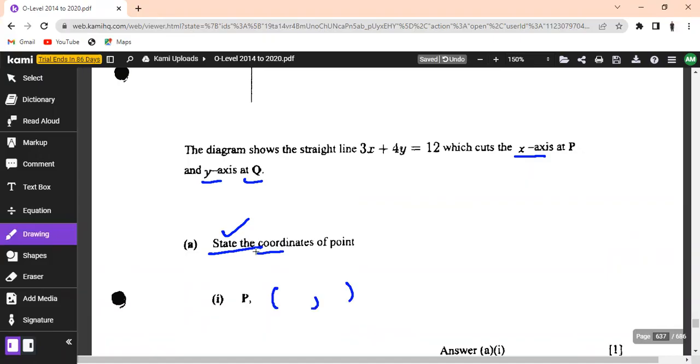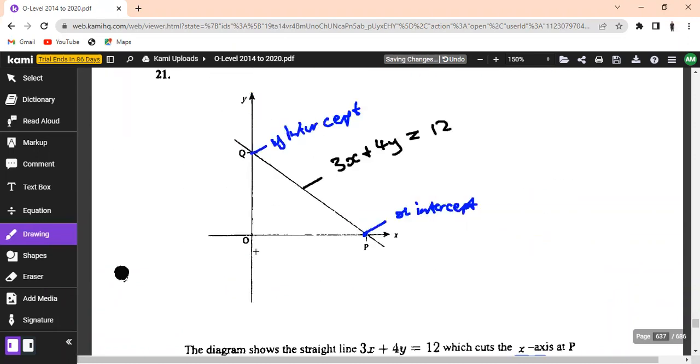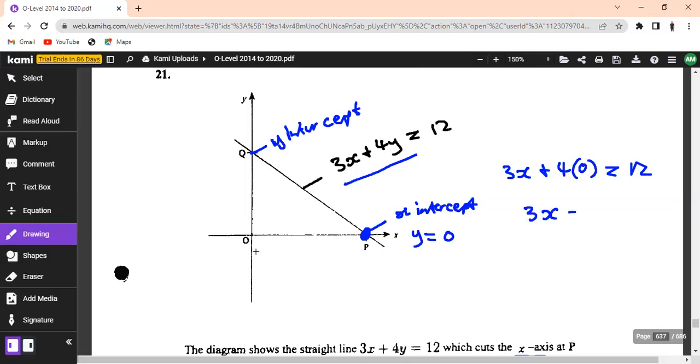Why? Because if you are given P, which is a point on the x-axis like this, the x-intercept, where we said in the x-axis, y is equal to what? Y is equal to 0. Always in the x-axis. So at this point, y will be equal to 0. So you can substitute into this equation 3x plus 4 times y, which is 0 here, must give us 12. So we are going to have 3x equals 12, since any number times 0 is 0.